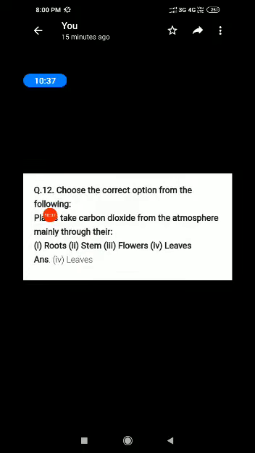Next, question number 12. Choose the correct options from the following. The plants take carbon dioxide from the atmosphere mainly through their options: roots, stem, flowers, leaves. The correct answer is leaves.